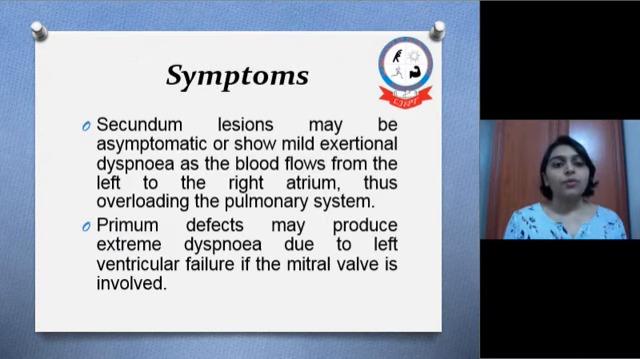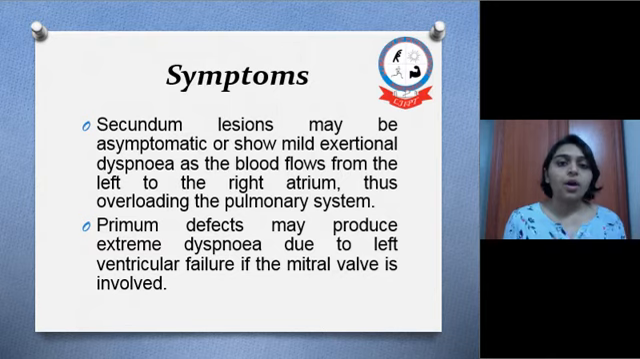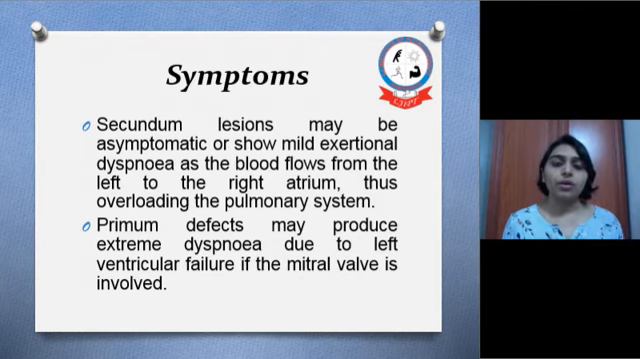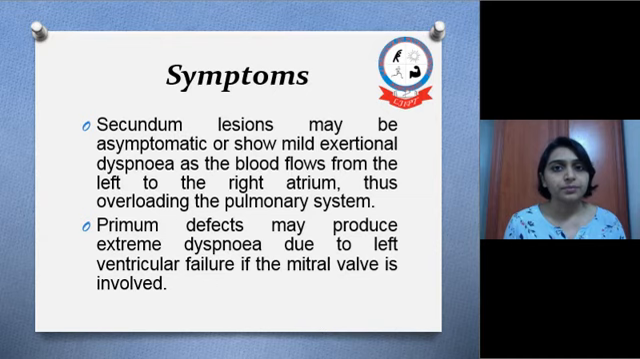What are the symptoms along with it? If there is an ostium secundum kind of lesion, the patient may be asymptomatic or show mild exertional dyspnea, as the blood flows from the left to the right atrium, thus overloading the pulmonary system. So an overloaded pulmonary system gives exertional dyspnea. In primum, defects may produce extreme dyspnea due to left ventricular failure if the mitral valve is also involved. These kinds of patients usually do not have normal growth.